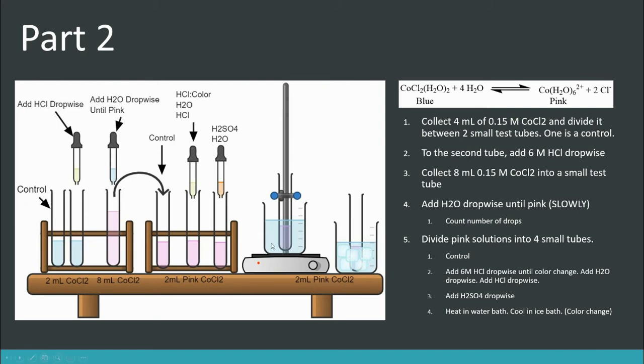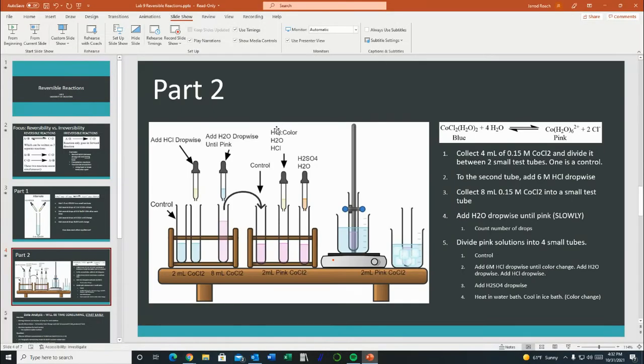And then lastly, we're just going to heat 2 milliliters of our pink cobalt chloride until we notice a color shift. And then we're going to cool it until there's another color shift. So all these steps we're just doing until we notice some sort of color shift. And there's a nice schematic in your lab materials for this week that also helps you with this.